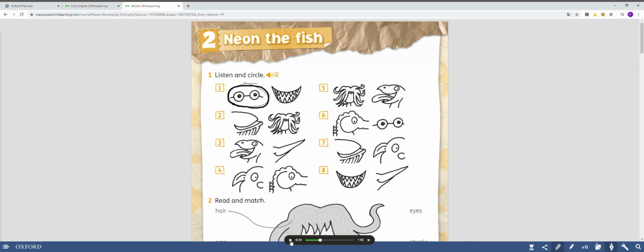Number 3. I've got a nose. Number 4. I've got ears. Number 5. I've got a tongue. Number 6. I've got cheeks. Number 7. I've got a mouth. Number 8. I've got teeth.